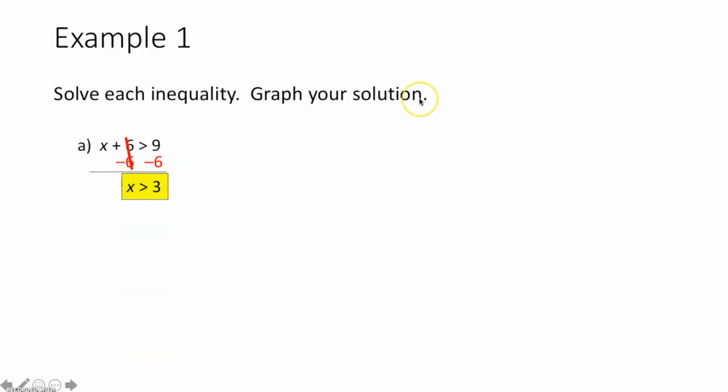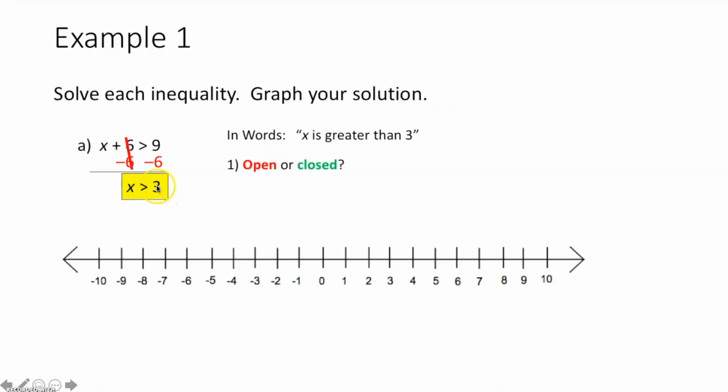Now we need to graph our solution. So again, what is this in words? X is greater than 3. Are we going to put an open or a closed circle at 3? There's no equal sign underneath, so it's going to be an open circle at 3. So we go over to 3, put an open circle. And then are we going to shade to the left or the right? Well, we want all the numbers greater than 3. So we're going to pick 4, 5, 6, 7, all the numbers to the right.